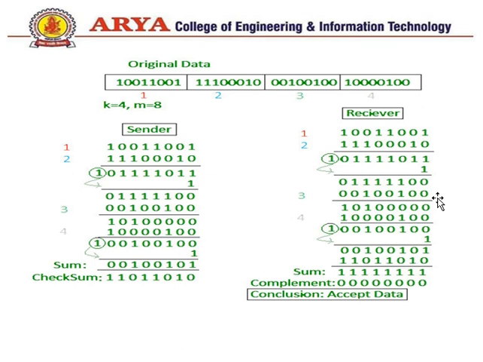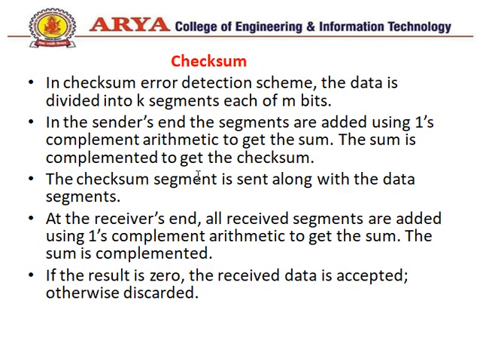So we'll understand this with an example. Over here we have our data, where k is equal to 4 and m is equal to 8. The sender will add these segments and then take the 1's complement. As in the first step, the sender segments are added using 1's complement arithmetic to get the sum, and the complemented sum gives the checksum, right?